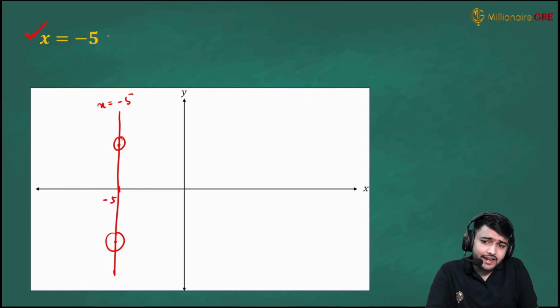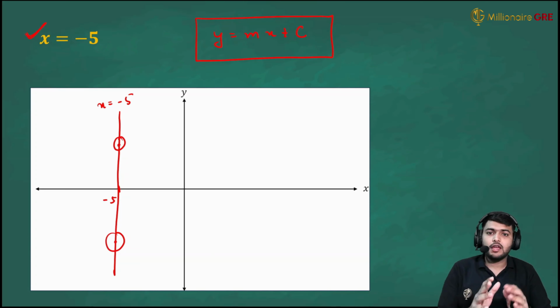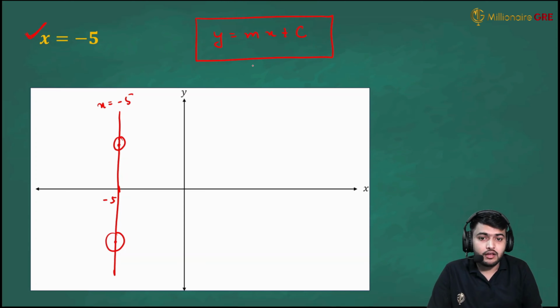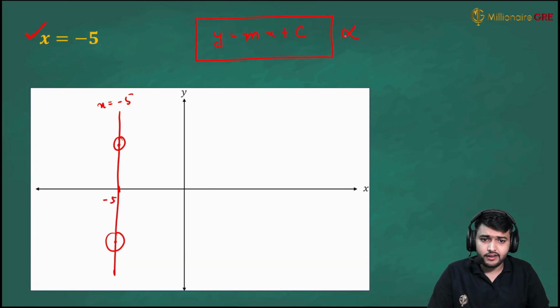Now this line cannot be represented in the form of y is equal to mx plus c. Because if you remember, a line parallel to y-axis has undefined slope. How do you represent undefined slope? Hence, how do you write the equation? You cannot write this equation.